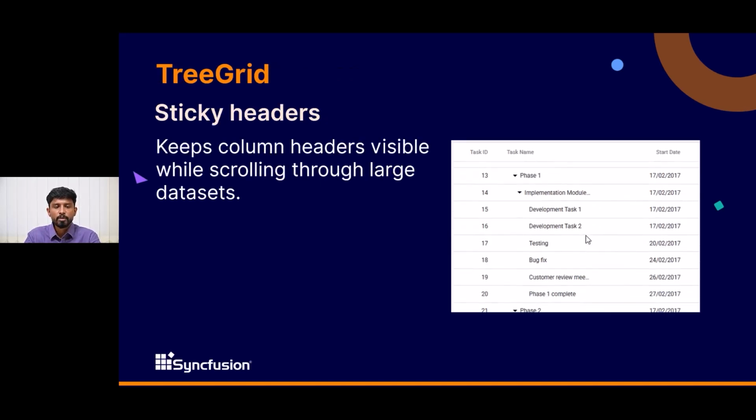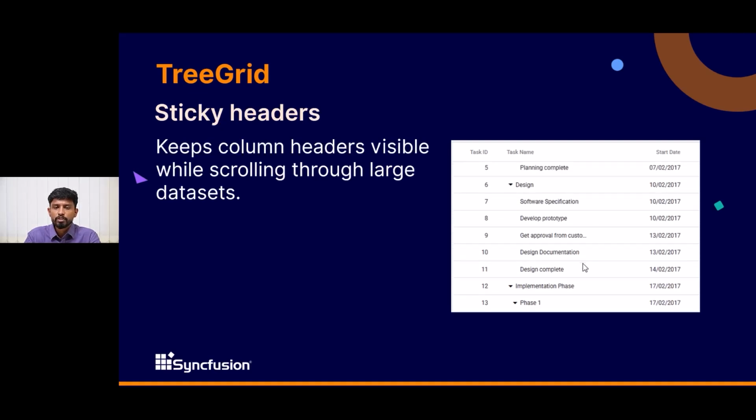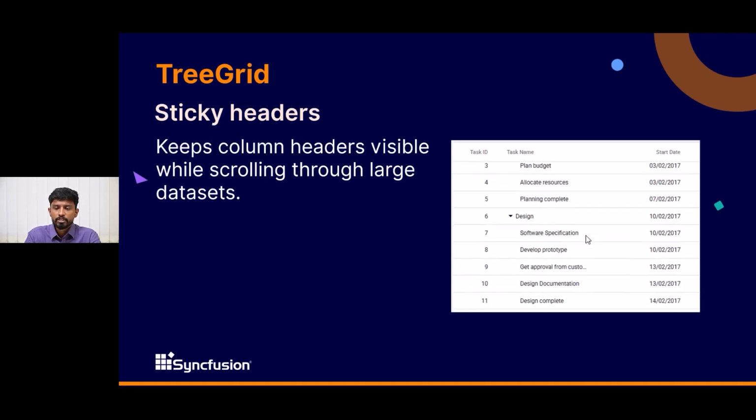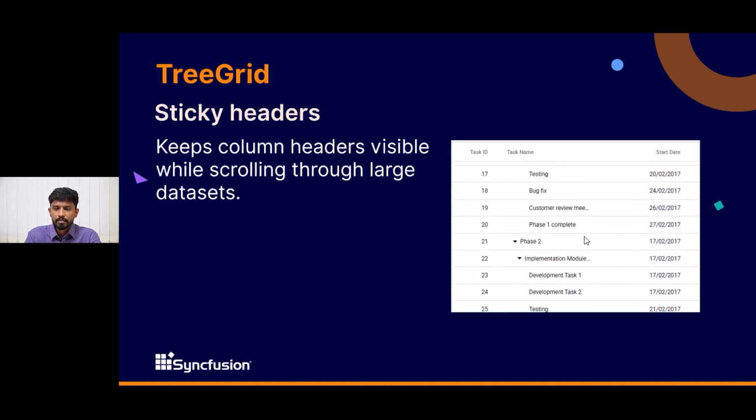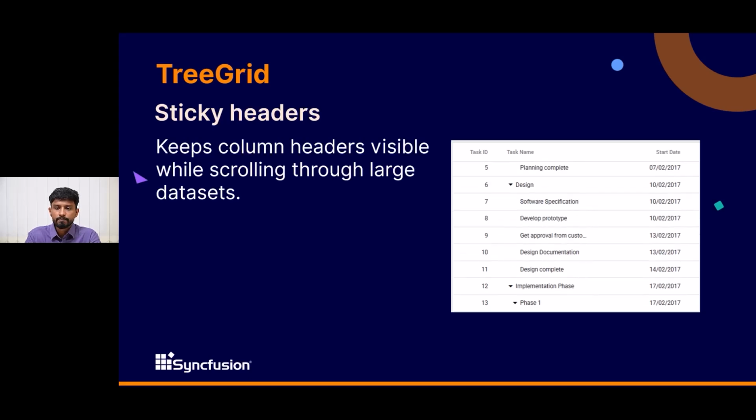Okay, so the next component is TreeGrid. So we'll start with sticky headers. The TreeGrid now supports sticky headers, which keeps column headers visible while scrolling through large datasets. As you can see in the image, the column header is fixed, whereas the data is getting scrolled within the available space.